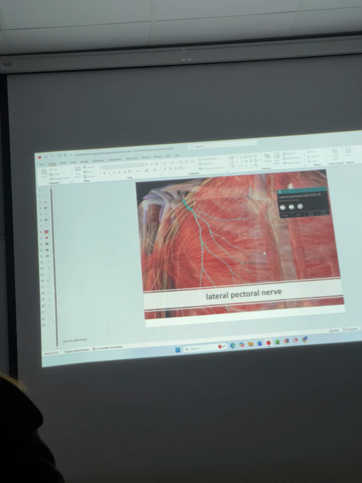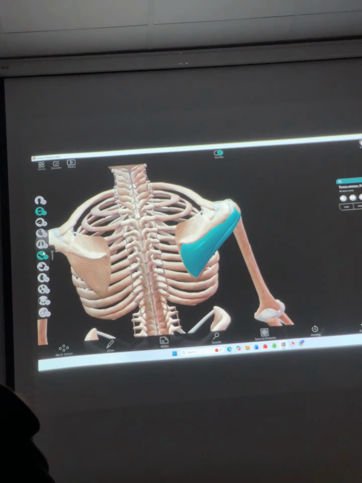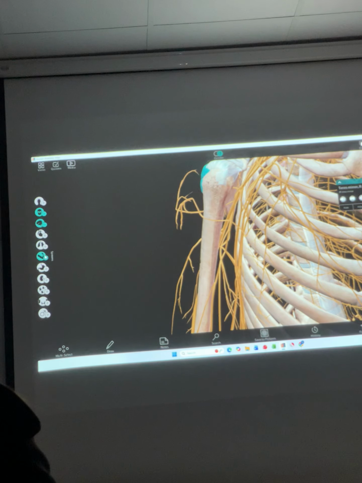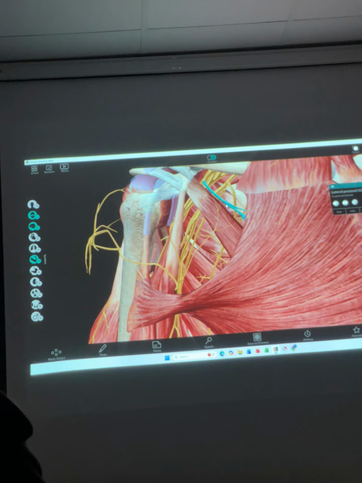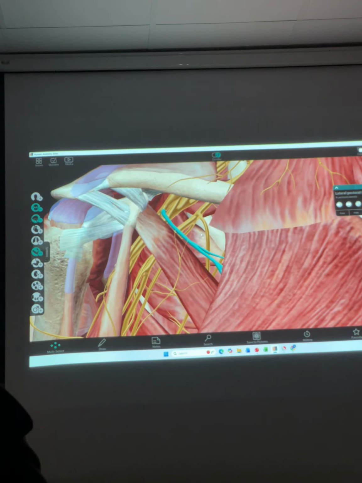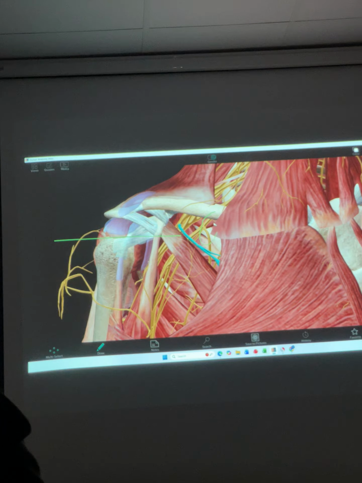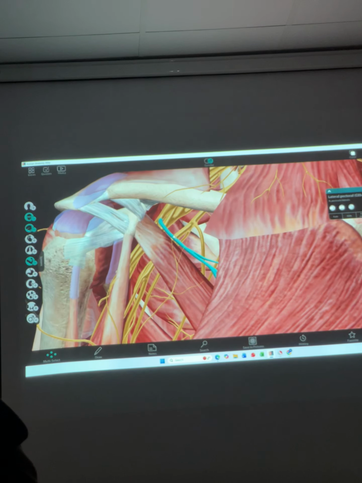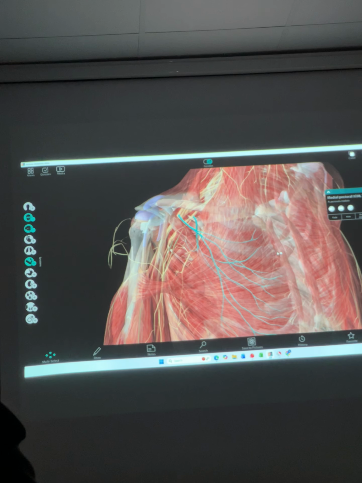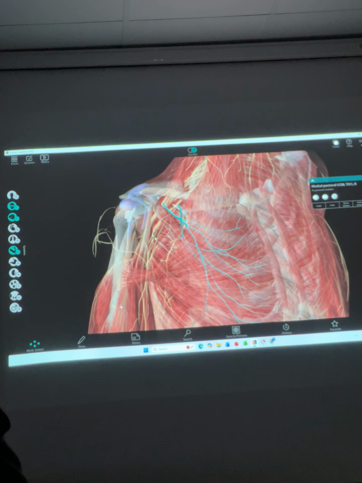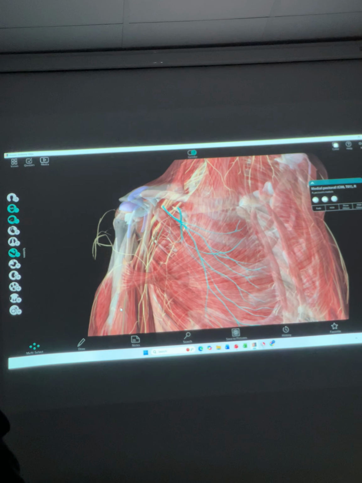Next. Lateral pectoral nerve. Pectoral will innervate which muscle? Pectoralis major. Oh, what you know, right? If I have the lateral, I will have the medial. This is the lateral pectoral, and this will be what? Medial, because if one is away from the body, another will be close to the body. So if this one is lateral, this is medial. Your pectoralis muscle is so large that it has too many branches of the nerve to innervate.